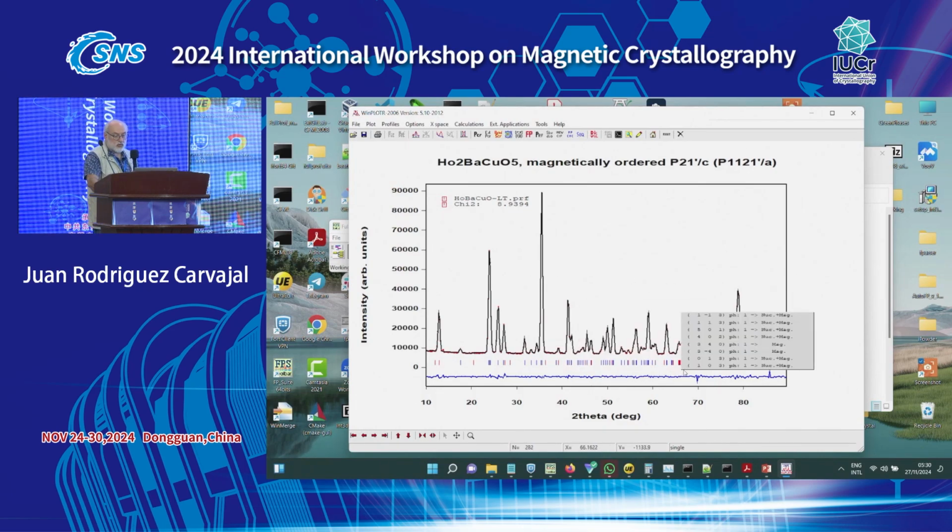I have two more reflections here. But the fit is very good, of course. And you can see, this is the standard. The actual setting is, well, I have changed. This is monoclinic with the C-axis along C in the setting we are using.